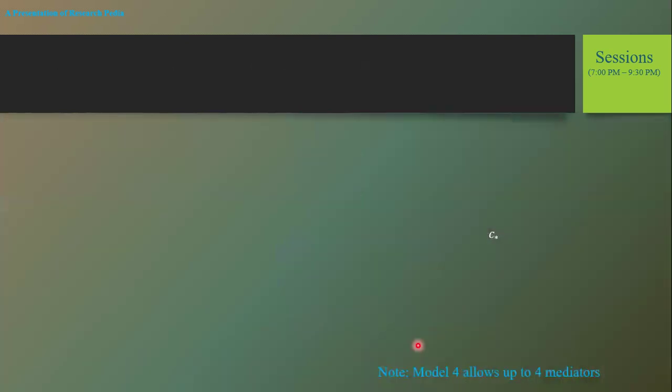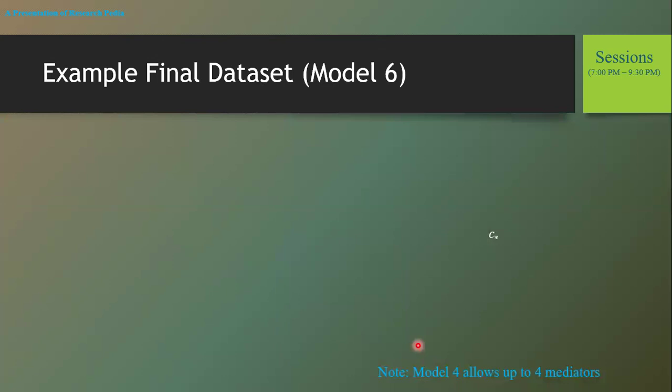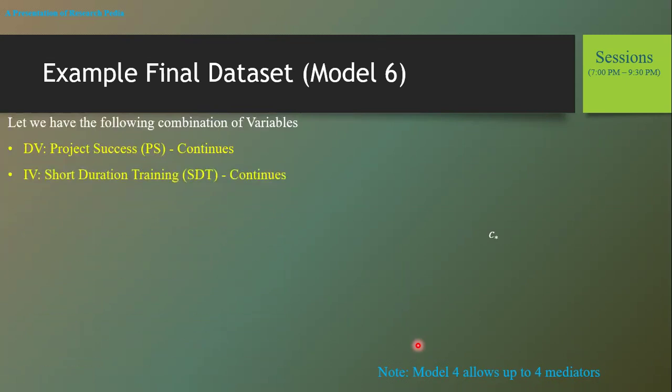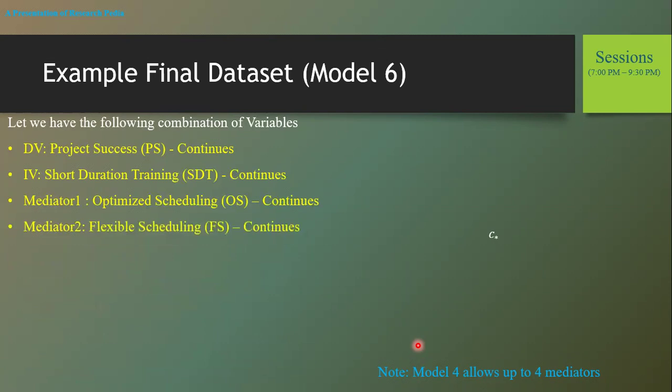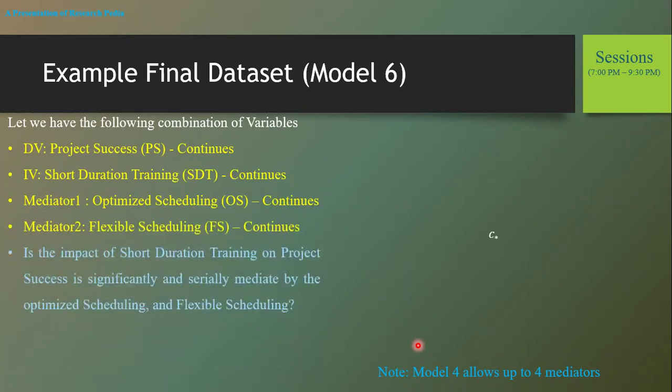So let's take a real case by example, our final data set, which we are already using. So how can we analyze a real situation? Let's suppose we have a dependent variable, which is project success. We have an independent variable, which is short duration training. We have a mediator one, which is optimized scheduling. We may have a mediator two, which is flexible scheduling. And we want to analyze, is the impact of short duration training on project success significantly and serially mediated by optimized scheduling and flexible scheduling.